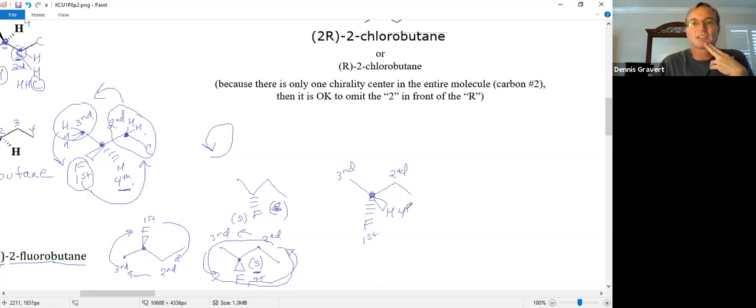This is fourth. And looking here, just at the rotation or the orientation, we got first place, the second, the third. It looks like counterclockwise S, but step 3 was broken. Step 3 is make sure you look at the molecule with the lowest rank group away from you. So some of you might be able to do this.